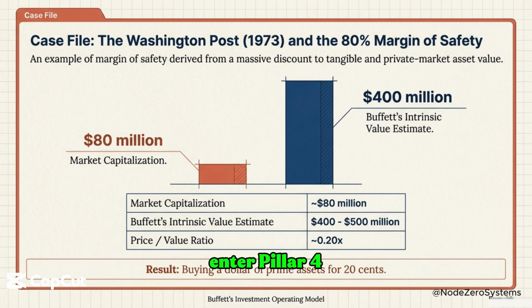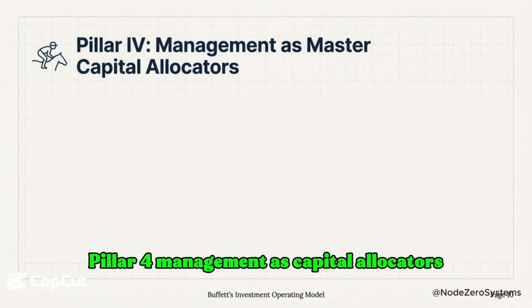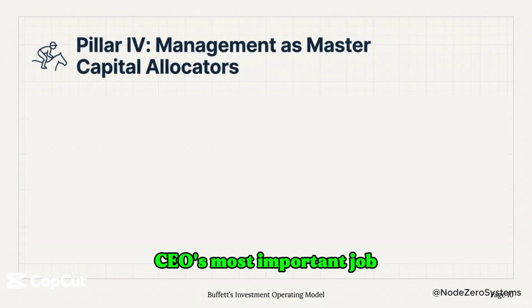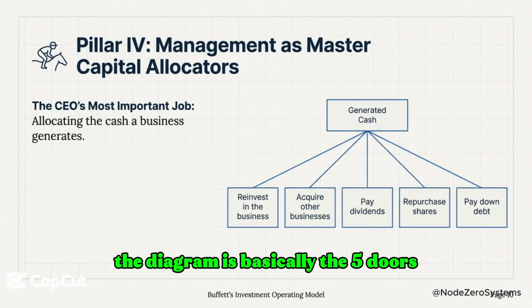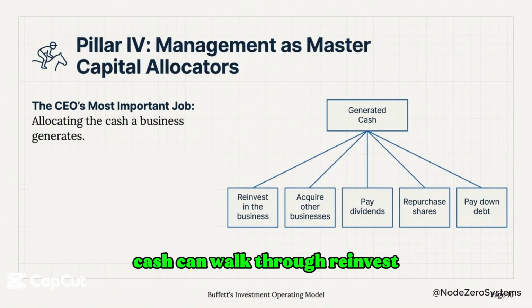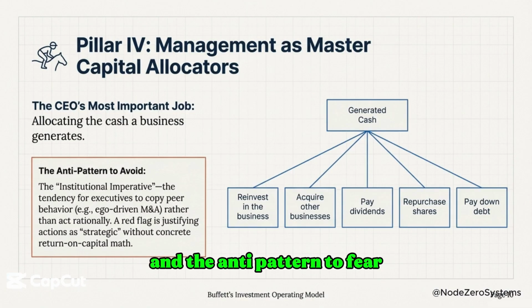Enter Pillar 4. Pillar 4, Management as Capital Allocators. CEO's most important job, allocate the cash the business generates, period. The diagram is basically the 5 doors cash can walk through. Reinvest, acquire, dividends, repurchase, pay down debt. And the anti-pattern to fear, the institutional imperative.